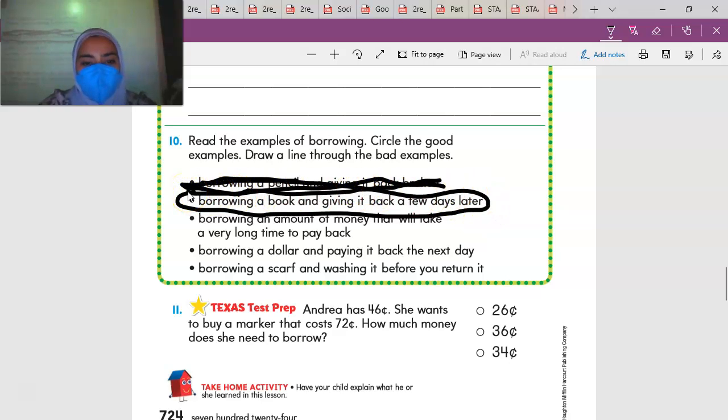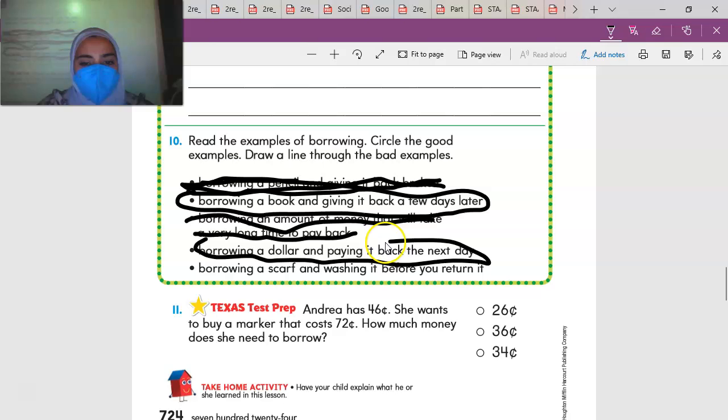Borrowing an amount of money that will take a very long time to pay back. No. That's a bad one. Cross that out. Borrowing $1 and paying it back the next day. Yes, because it's a small amount of money. $1 is not a lot of money, and you're going to give it back the next day.